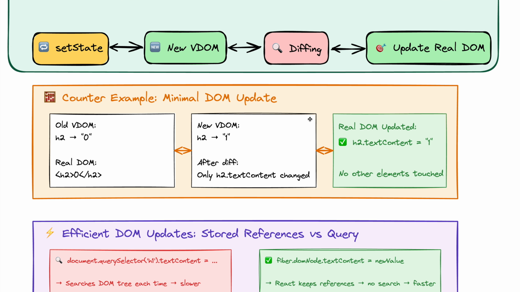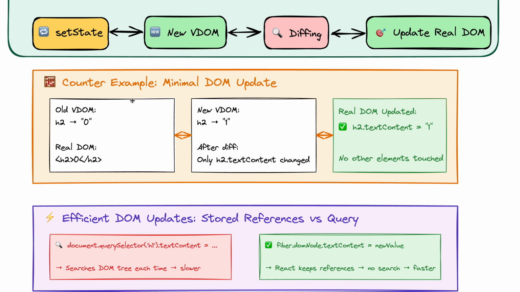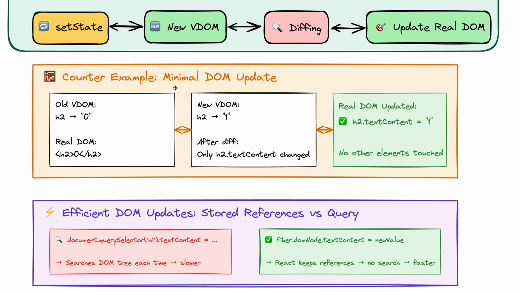So to compare, let's say we have a counter example. We have a variable counter, and we need to do the minimum update to our DOM tree. In our old DOM tree, we have this h2 tag, which has the value of 0, and we are updating that. So on the real DOM side, the value is 0.